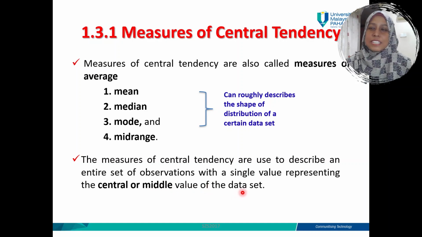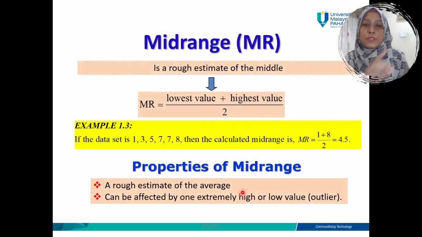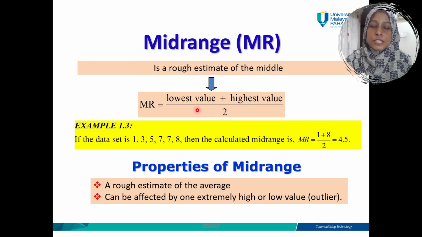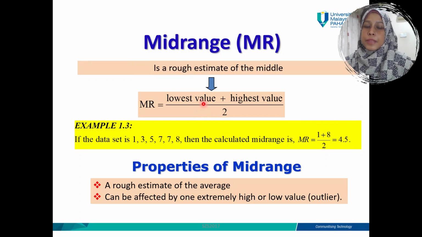Okay, class, it is a representative, a value to represent the whole data set. That is what central tendency is about, okay? So let's look at the formula for mid-range. Let's just recall your memory. Mid-range is just taking the minimum value, add it to the maximum value and divided by 2. That is your mid-range. For example, here you just take 1 plus 8, divided by 2, and you will get 4.5.